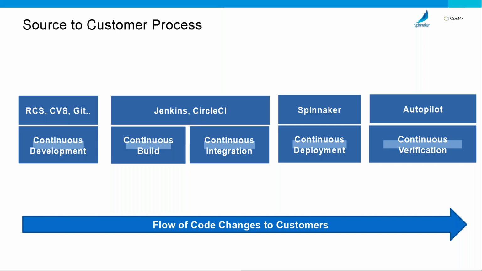Now we talk about continuous deployment. Spinnaker is designed ground up for continuous deployment. And then we'll briefly look at Autopilot, which does a machine learning-based verification. So this is roughly how code changes from developers go all the way to customers. And the longer it takes, the more time is being spent and the less efficient the whole system is.